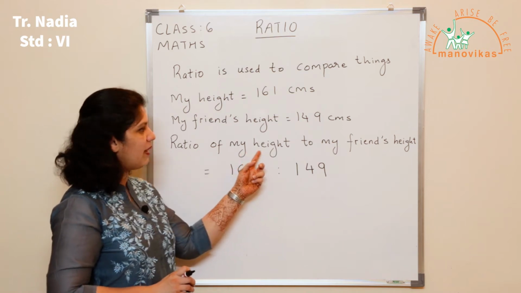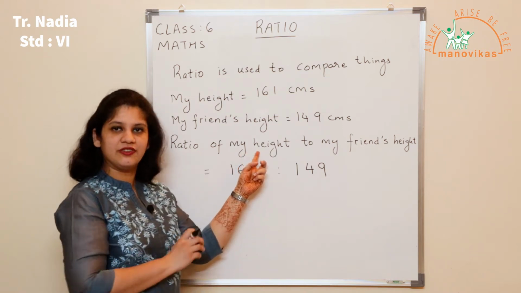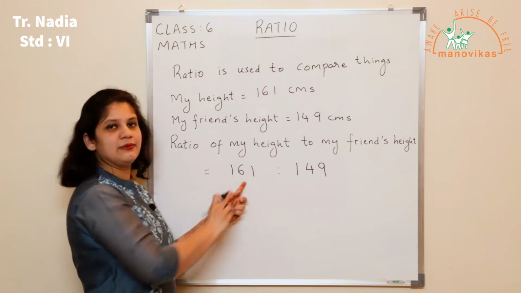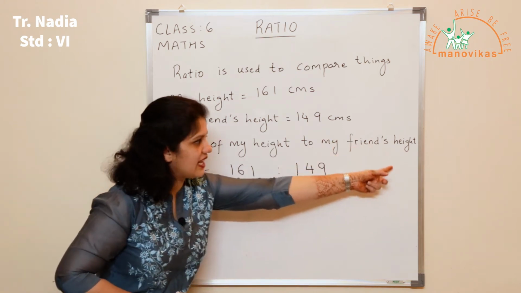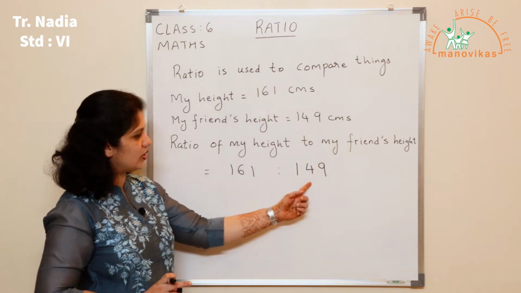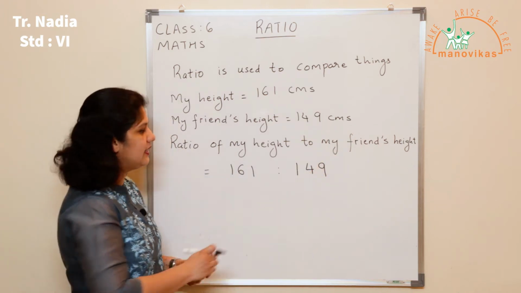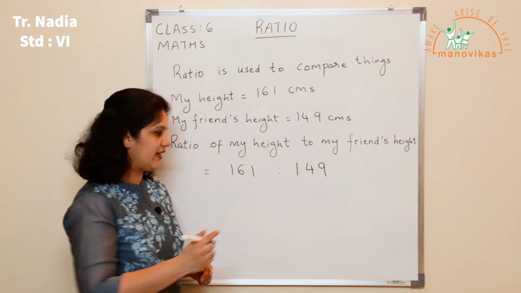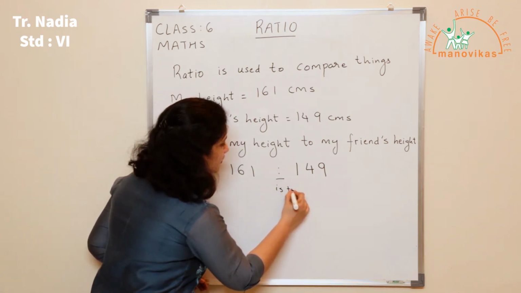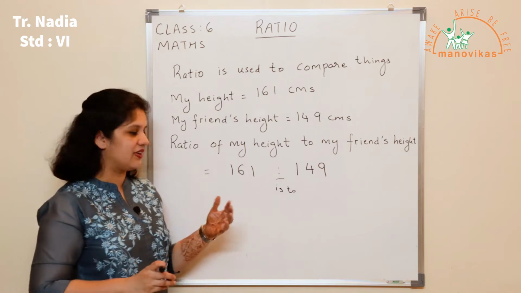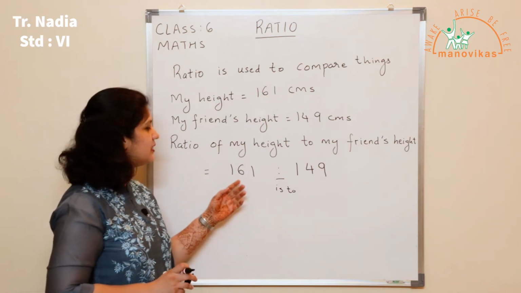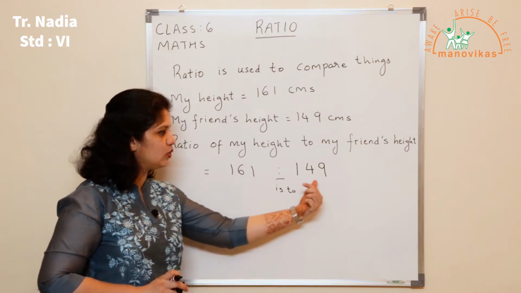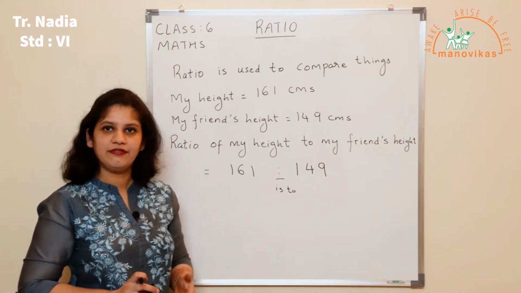This is a ratio of my height. Since my height is mentioned first in the statement, when I express it as a ratio, my height, that is 161 centimeters, will come first, to my friend's height. Friend's height is second in the statement, so in the ratio my friend's height will come second. Now these two dots which you can see here are the symbol of ratio and they are read as "is to". So I will say the ratio of my height to my friend's height is 161 is to 149. 161 is my height, is to 149, my friend's height.